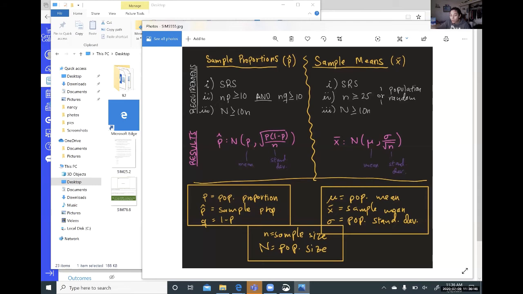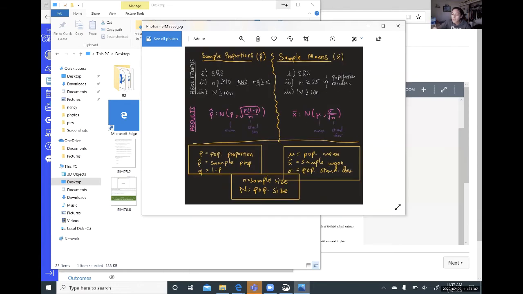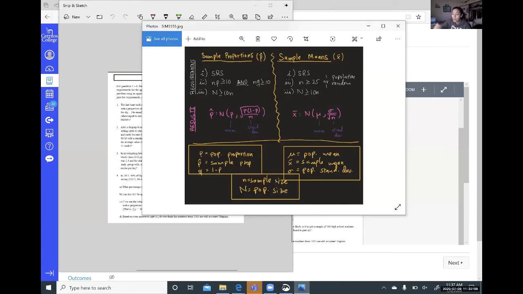Right, the first number we have, like for example, on the first one, is p, two dots, and then N in parentheses. The first number is always going to be your mean. The second number is always going to be your standard deviation. Same thing in the sample means. And underneath, I just put some letters that you should know the meaning of, but I just put them in case we forget.